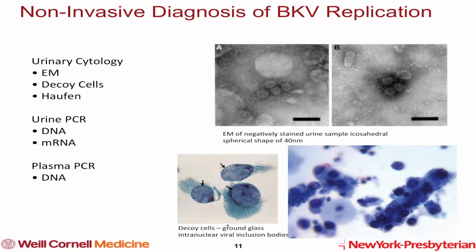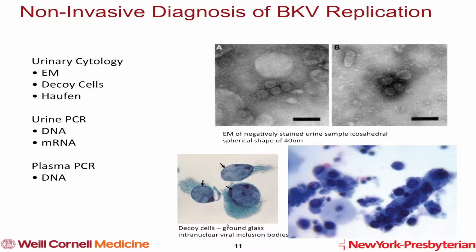So histology being the gold standard, and BK virus being a dynamic process that you need to monitor regularly, there are various efforts put into looking at non-invasive diagnosis of BKV replication. The earliest efforts looked at urine cytology. They performed electron microscopy to look for BKV virions, which is what you see at the top there, as well as other assays called the decoy cells, which is a cell that contains the intranuclear inclusions with the viral particles, which you see on the left-hand side there. And then more recently, Haufen, which is basically a tubular cast of cells that are infected with the BK virus.